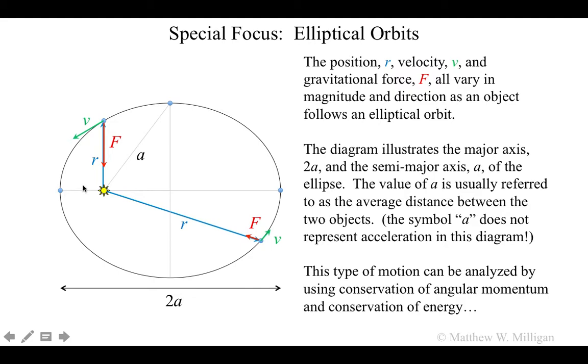A is not necessarily half that, but generally determined as the average distance between the two objects. Like if you have an object here and then here, you have R1 and R2. A is kind of the average between those two. And we're going to look at this in terms of both conservation of angular momentum and conservation of energy. We're going to bring those into this as well.